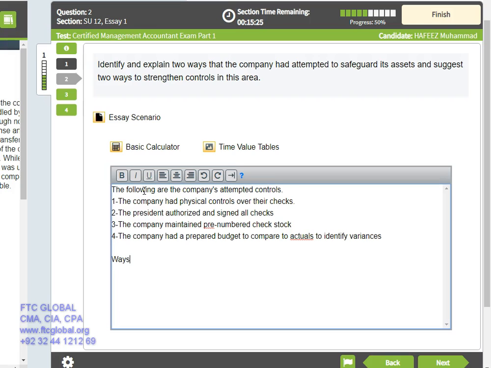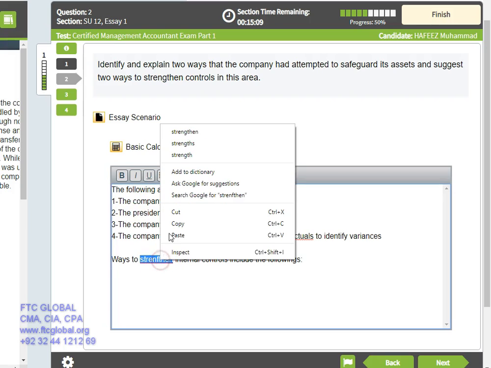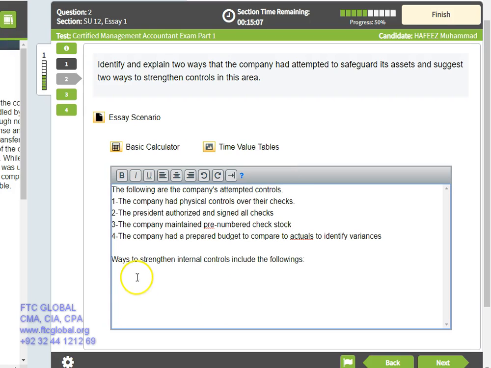So now ways to strengthen internal controls include the following. Strengthen. No such function on the real exam. Spell errors will remain. First, what we can do? The controls.